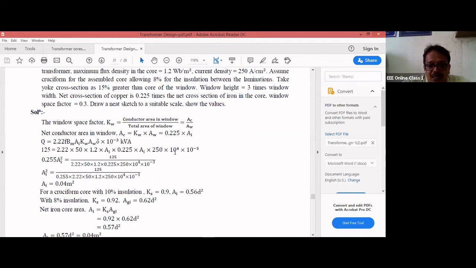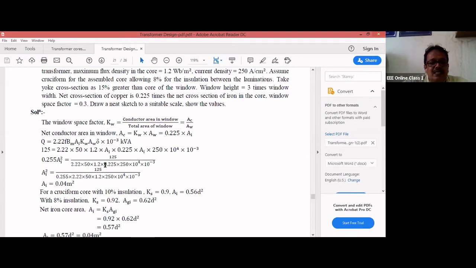So 250 into 10 power 4 into 10 power minus 3 kVA. After substituting here, I can calculate this AI. So 0.225 AI square equal to 125 divided by the entire remaining part. Okay, 0.225 is cancelled here.